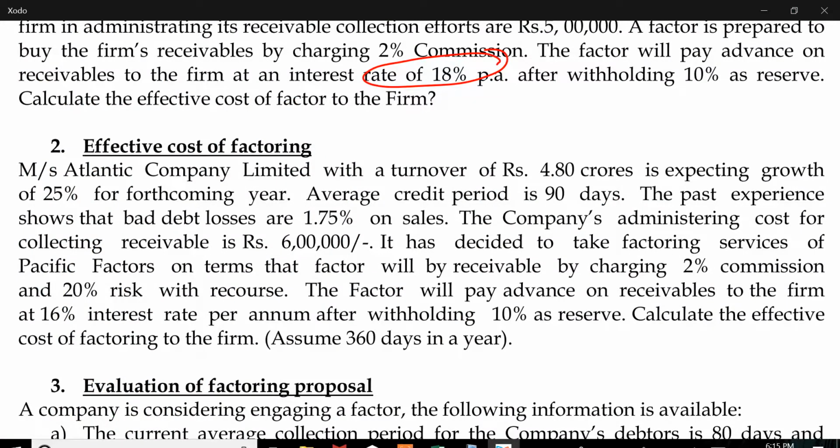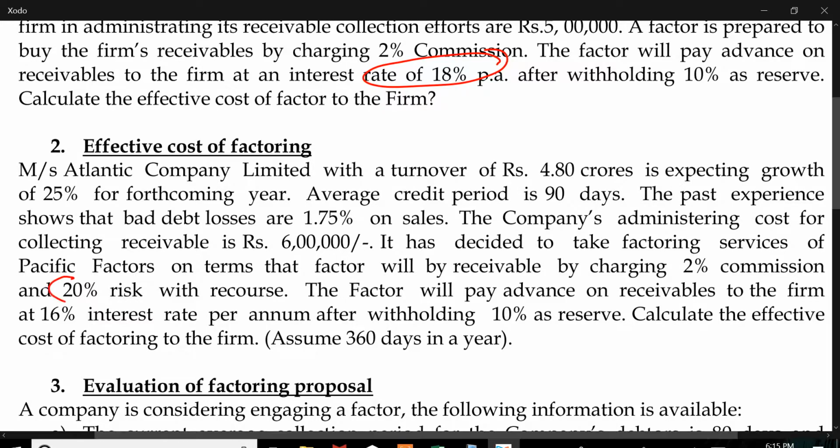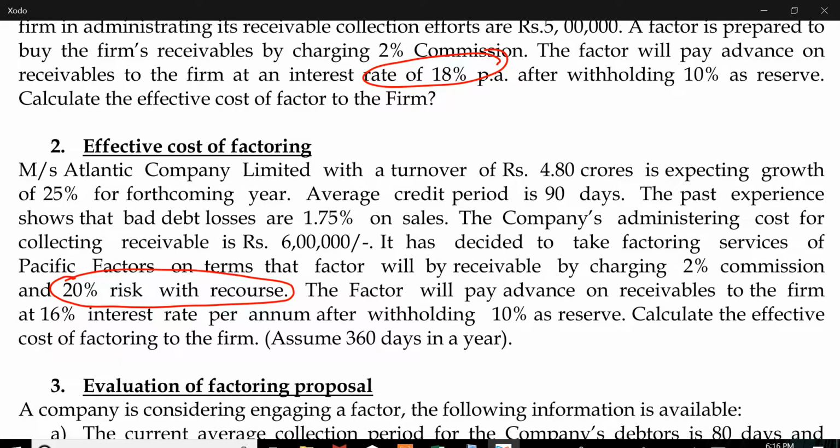What's the current percentage of bad debt? Now please listen. 2% commission and 20% risk with recourse, which means whatever happens to the bad debt, 20% the company has to bear it, 80% the factor will bear it. For example, 6 crores, 600 lakhs into 1.75 percent is going to be the bad debt.